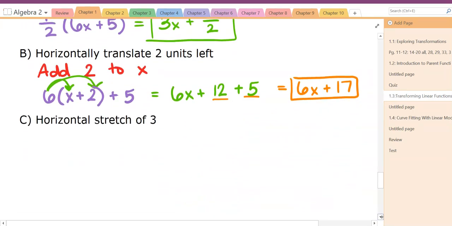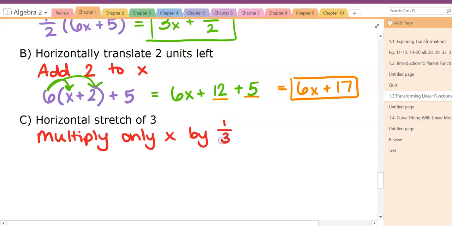The last one I have here is a horizontal stretch of 3. And so the rule for that is to take the inverse of 3, or the reciprocal, which would be 1/3, and you multiply only the x by that number. So I'm going to put 1/3 by the x, and I still am going to have 6 out front, and then I have this plus 5.